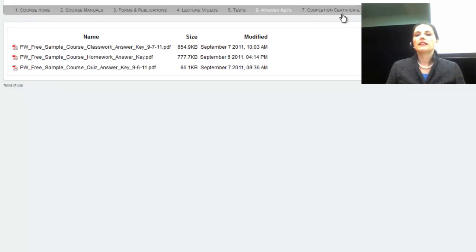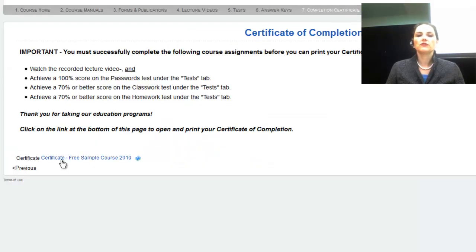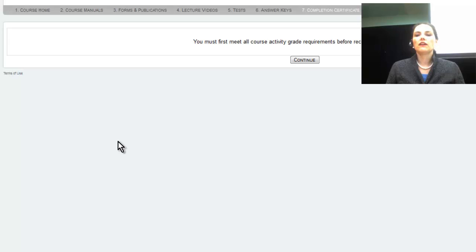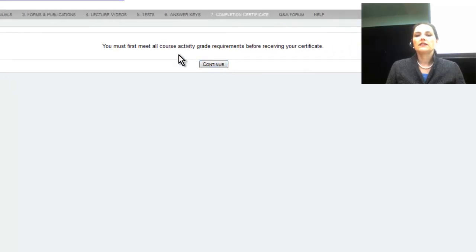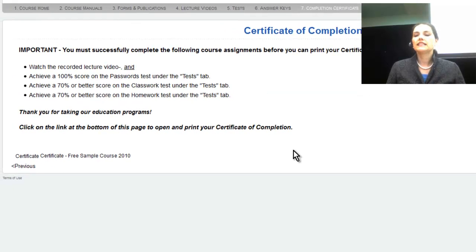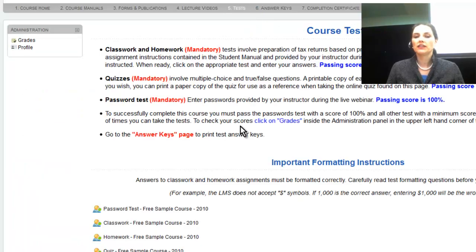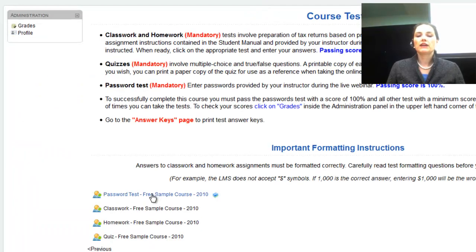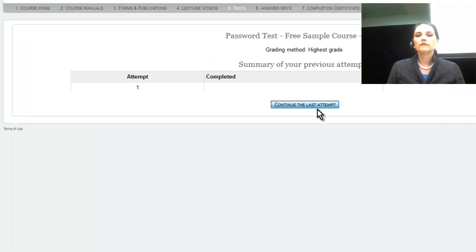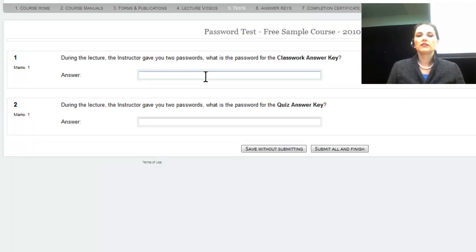Going back out to the LMS, I did want to take you to the completion certificate page just so I could show you how to print your certificate of completion. We click on the link, and it says you must first meet all course activity grade requirements before you receive your certificate. I click continue, and I can't continue, and the reason is that I have not yet taken the password test. So I need to go down and take the password test. I need to enter both the passwords that I gave you today.